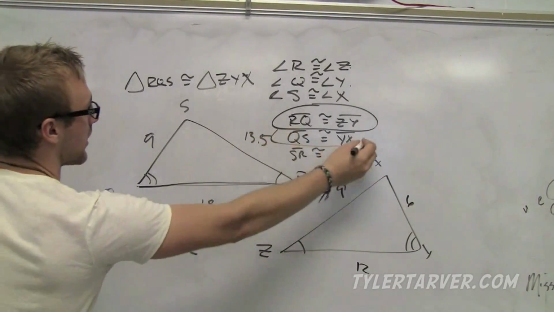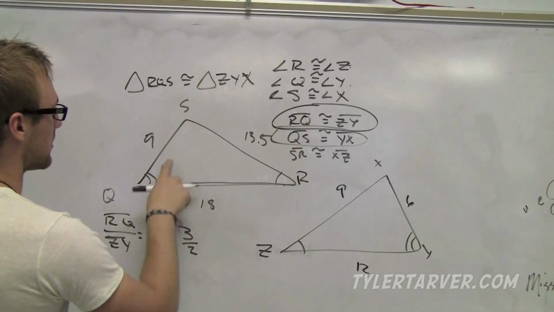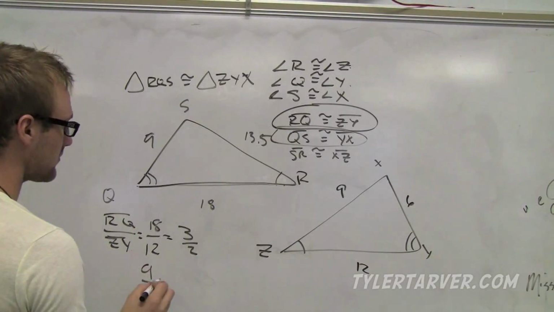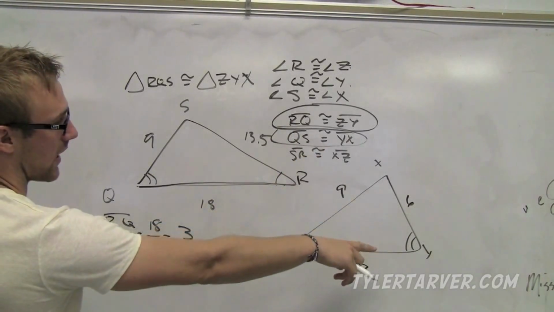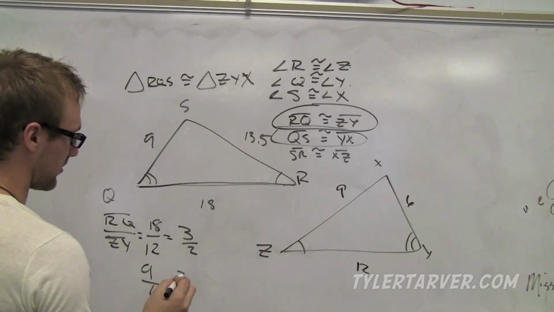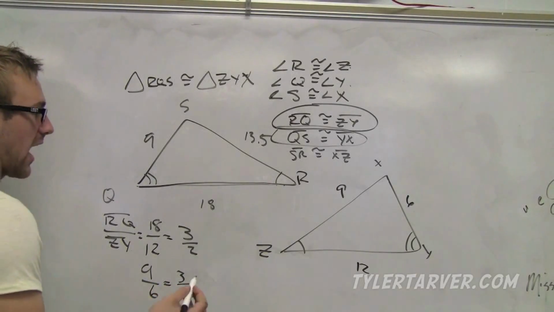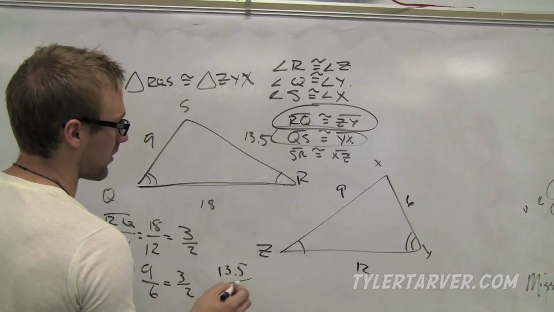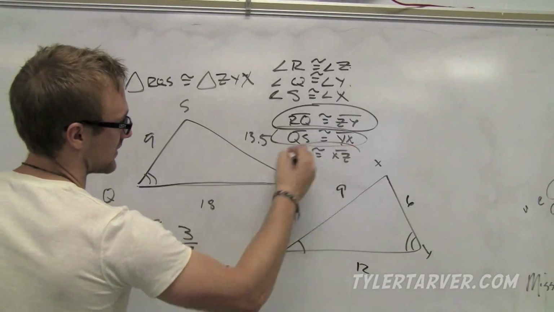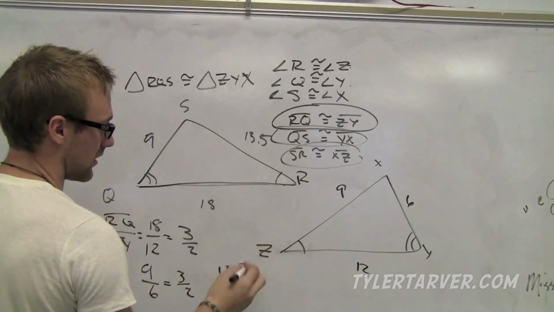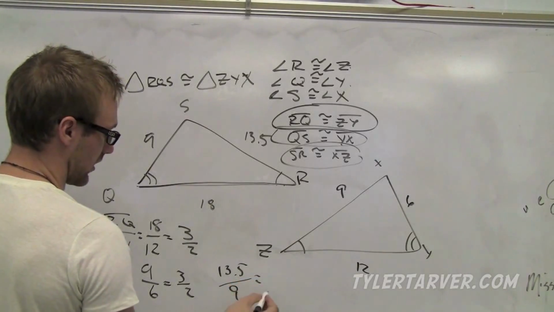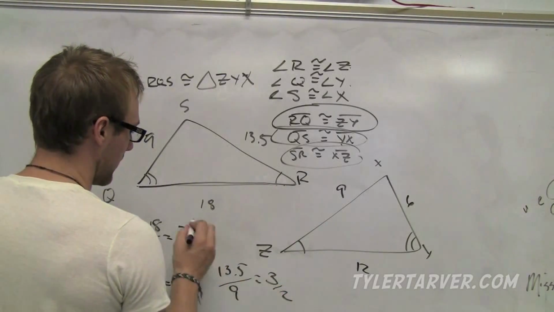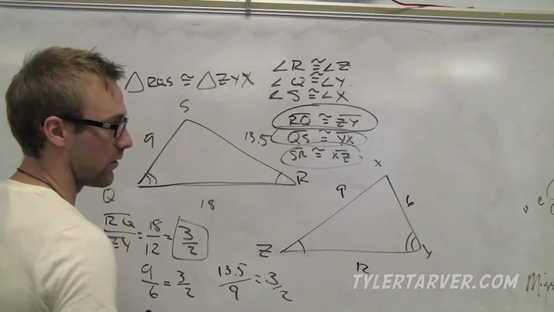Okay, let's do this one right here. QS, 9 over YX, 6, that reduces to 3 over 2. Noticing a pattern? I think you should. All right, and then SR is 13.5 over XZ, which is 9. And guess what? That's going to be 3 over 2. That's our similarity ratio, okay?